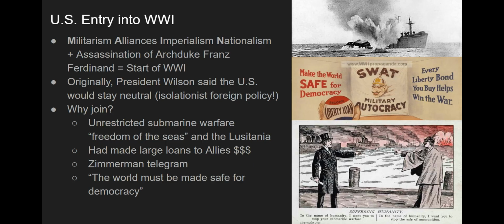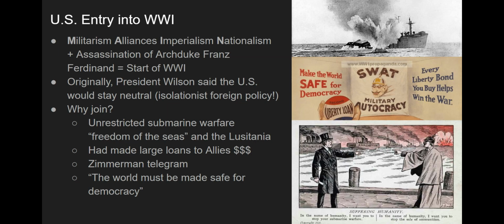The main things to know are unrestricted submarine warfare. We want freedom of the seas. We had, as the United States, been sending supplies and trading with the Allies. We had been loaning them money and weapons, and a bunch of our ships were being attacked and sunk. We thought this was unfair because we were not officially at war.